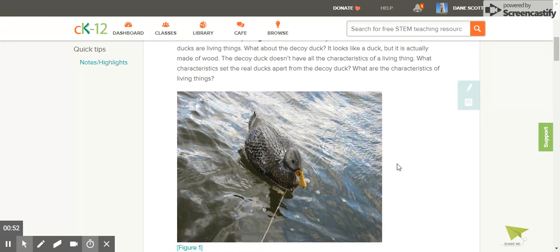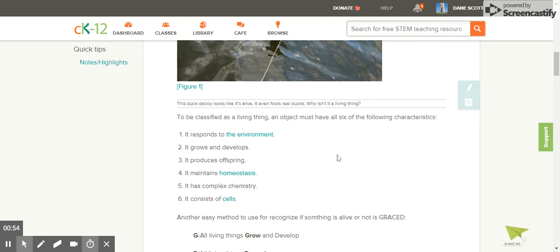What are the characteristics of living things? To be classified as a living thing, an object must have all 6 of the following characteristics. Now, keep in mind, there are several different ways to remember the characteristics of life, but we're going to go over 2 of them right here. Number 1, all living things respond to the environment. Number 2, all living things grow and develop. Number 3, all living things reproduce or produce offspring.